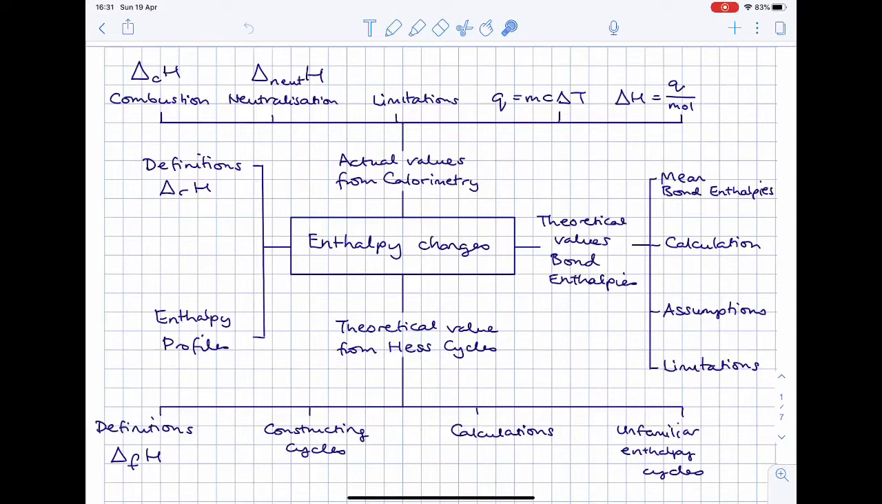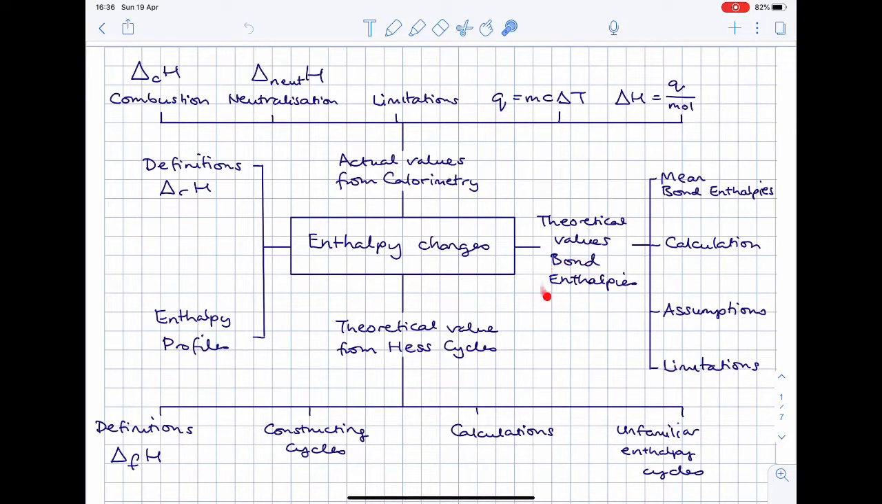In previous videos, we looked at how we can construct Hess cycles and use these cycles to calculate enthalpy change of a reaction using various enthalpy changes from other reactions. And these other enthalpy changes could have been measured by using calorimetry. In this video, we're going to look at different methods to working out enthalpy change of a reaction theoretically.